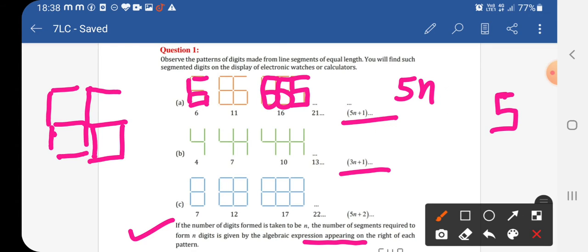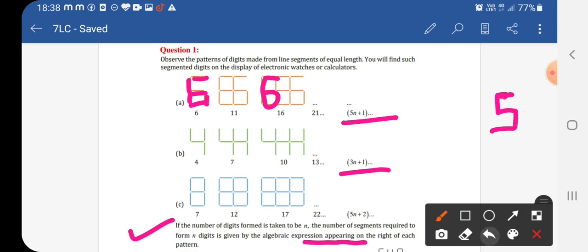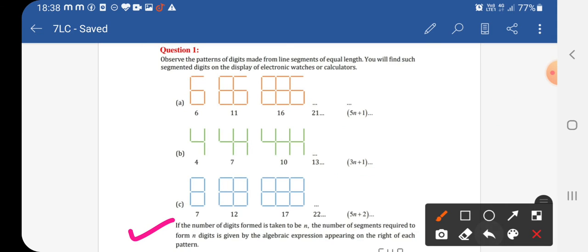Similarly, for other terms also you can see here, if it was not given, then we would have had to make that expression ourselves, but it has been made very easy to answer because it is already given here.